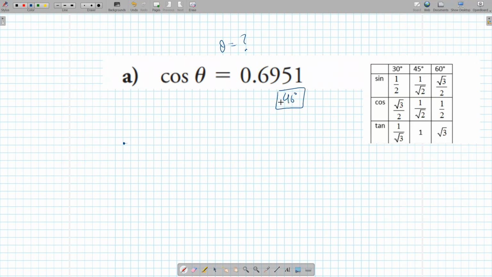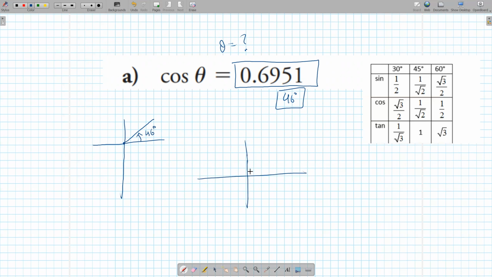But now we know that there's going to be two different answers because this cosine ratio is positive, right? It's going to be positive in the first quadrant. So this is 46. Where else is cosine positive? Which quadrant? The second one? Not the second. Cosine. C-A-S-T. Oh, the fourth one. The fourth one.